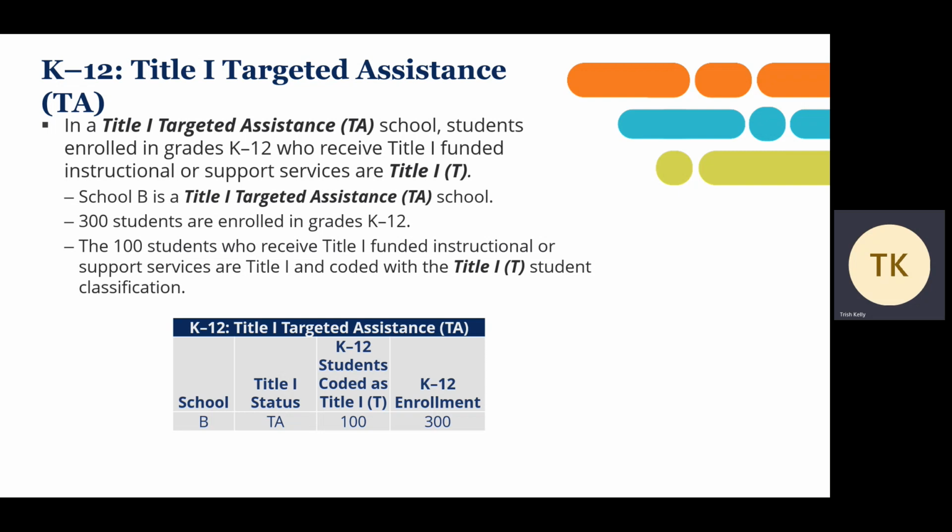Okay, our example 2 here is School B. Now, School B has a Title I targeted assistance program. 300 students are enrolled in grades K through 12. The 100 students who receive Title I funded instructional or support services are Title I and coded with the Title I-T student classification. The other 200 students are not Title I and they're not coded with the Title I-T student classification.